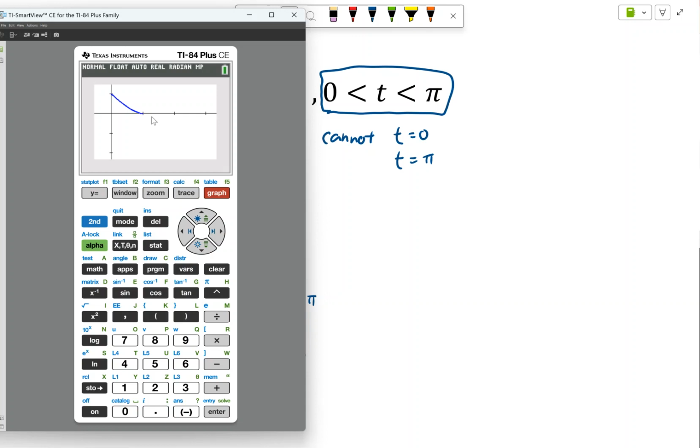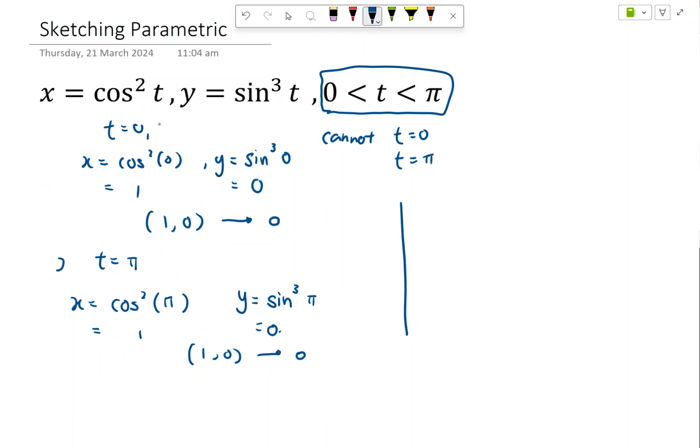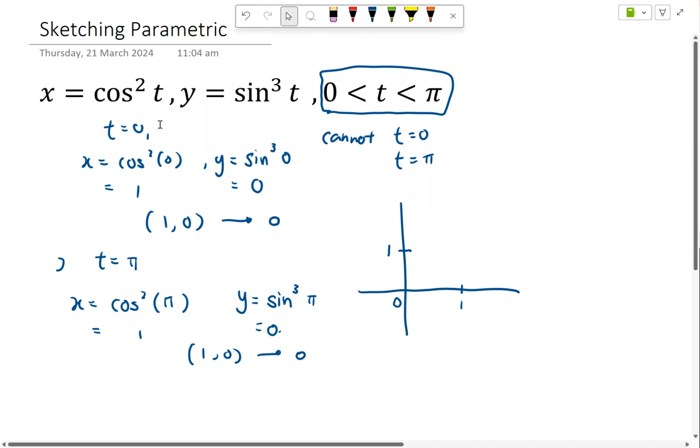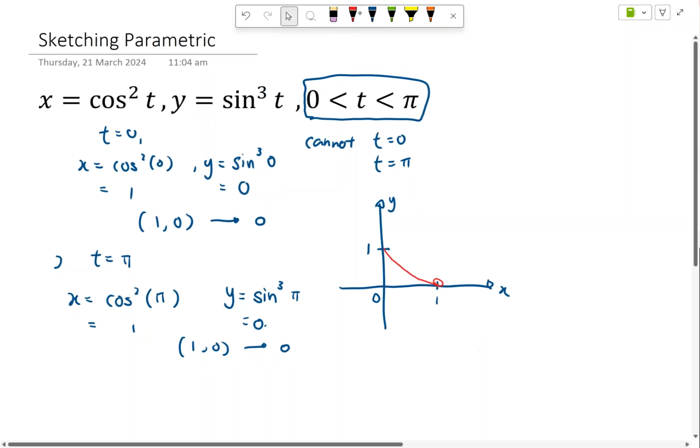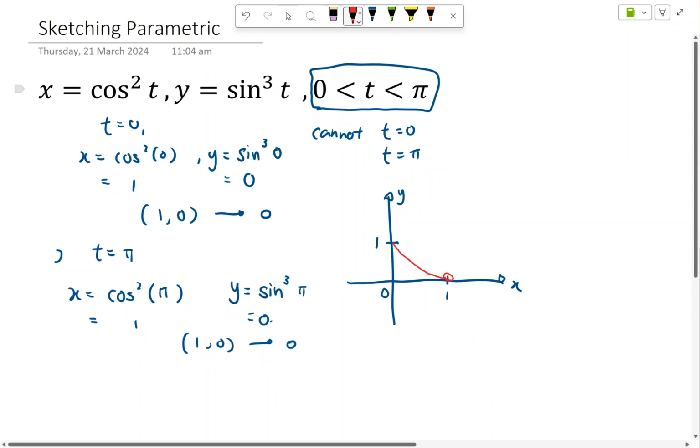How do we translate this into a sketch? You draw your x-axis and your y-axis. You know that over here is 1, and you know over here is 1 as well. Now remember, 1 comma 0 has to be not inclusive, so I'm going to use red to draw the graph. Label your y-axis as well as your x-axis. It will come from the top, and then until here. At this point, you have to show that it is not inclusive. And this is how you sketch a parametric curve when there are restrictions given to you like that.